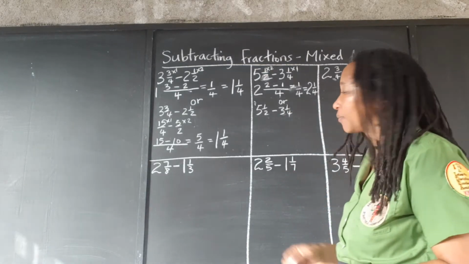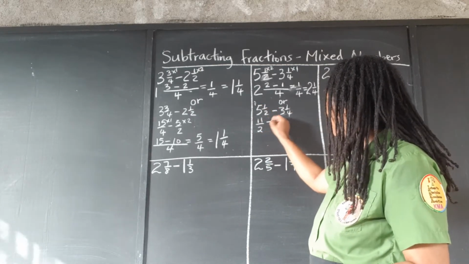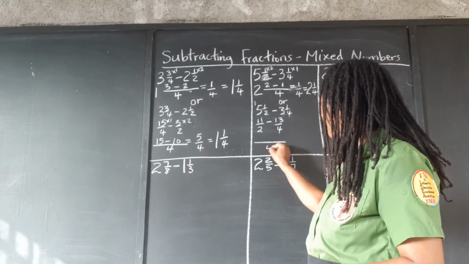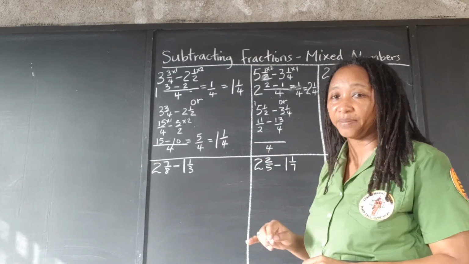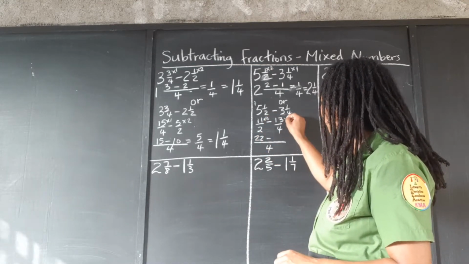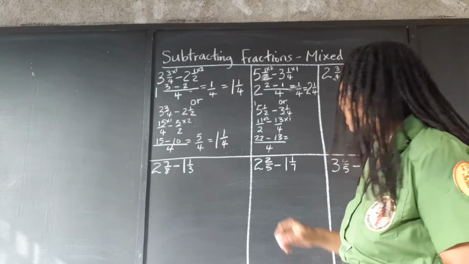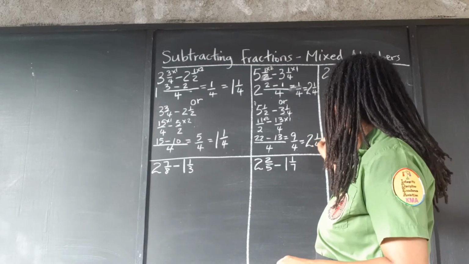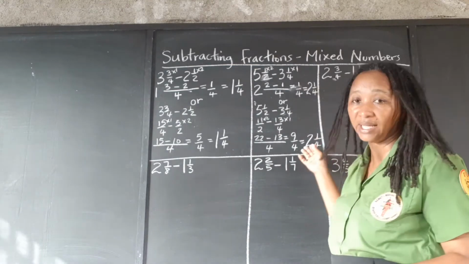So we say 2 5s 10 plus 1, 11 over 2. 3 4s 12 plus 1, 13 over 4. Find the LCM of 4 and 2, which is 4. 2 goes into 4 2 times. 11 2s, 22. 4 goes into 4 1 time. 13 1s, 13. 22 take away 13 will give 9 over 4. And 4 goes into 9 2 times, remainder 1 over 4. So again, we see we got the same answer.